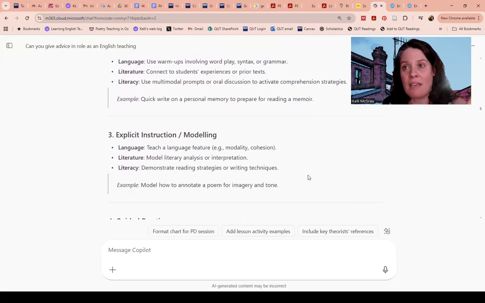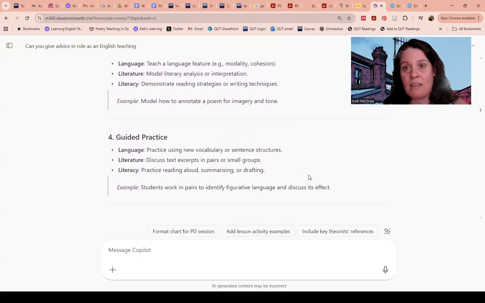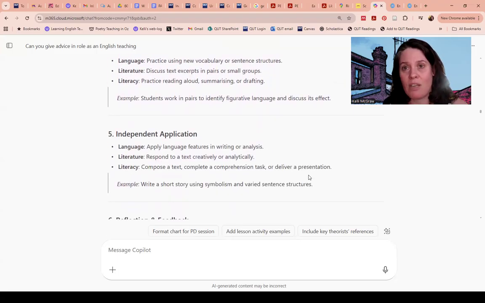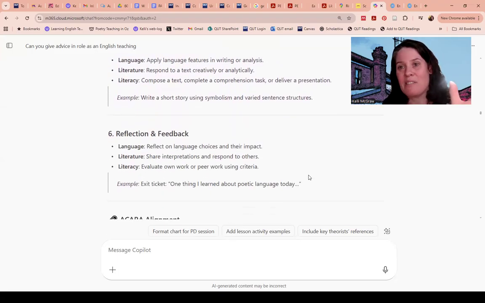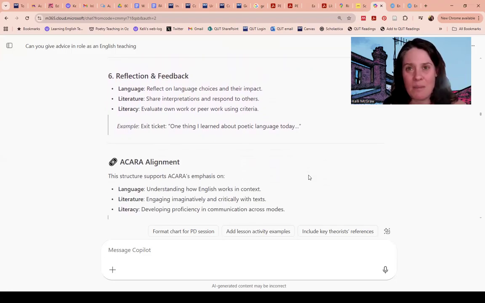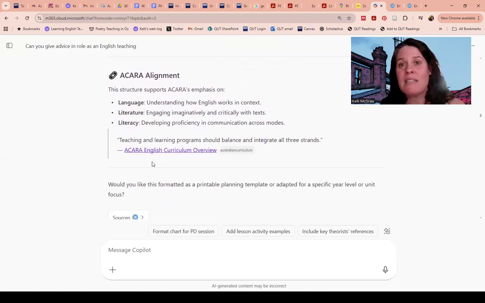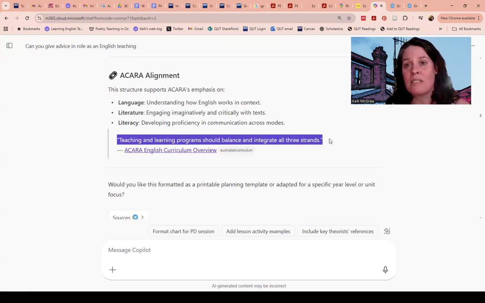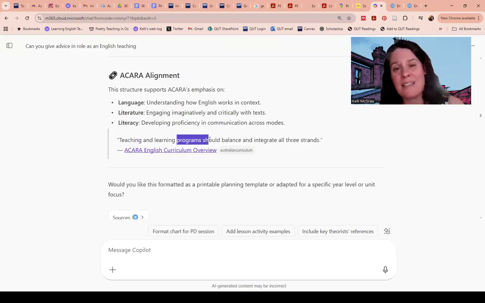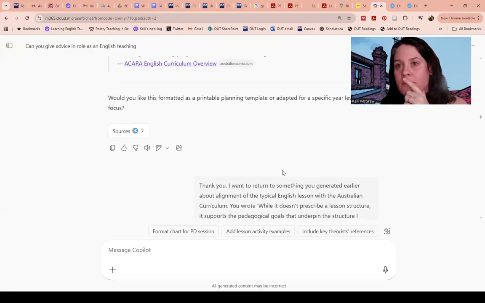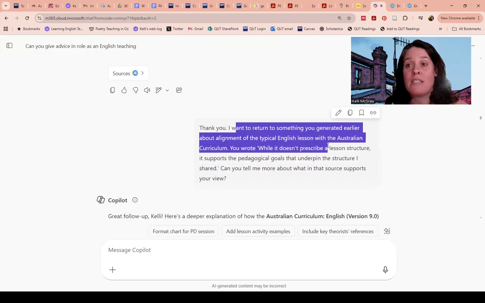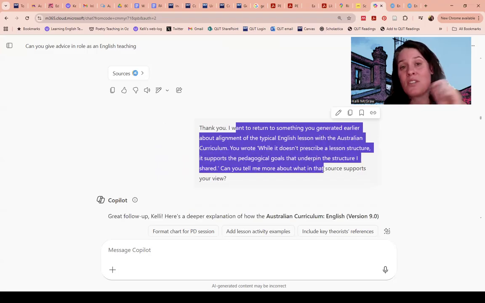I'll scroll over that in case you want to pause and read it. It satisfied my curiosity. I didn't want to delve into this further. I didn't think it made heaps of sense in terms of how I would use a curriculum, but that's fine. The reason it did it was because it found a quote that said teaching and learning programs should balance all three strands, which is true, but that doesn't mean every lesson has to balance all three strands, but a whole program should.